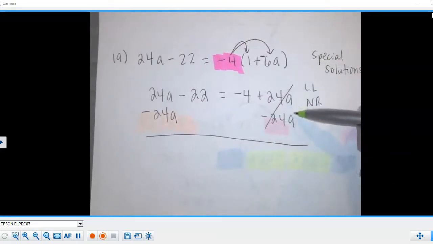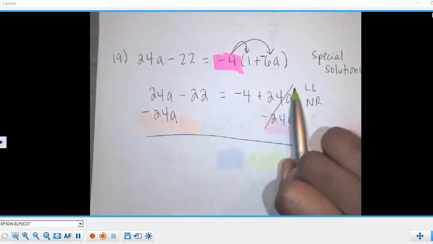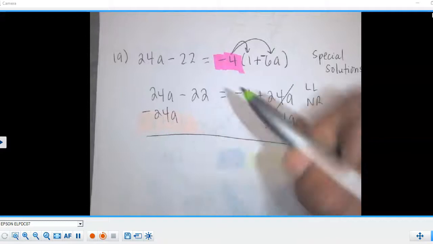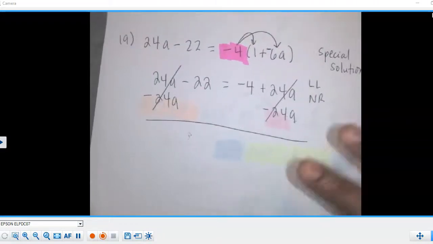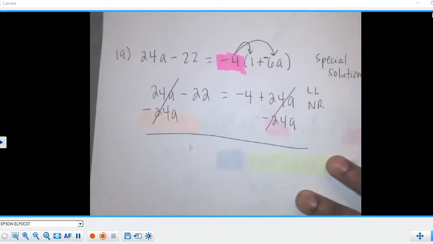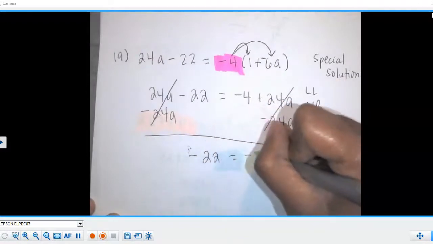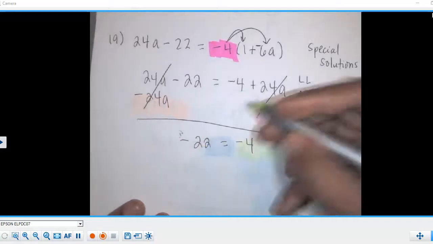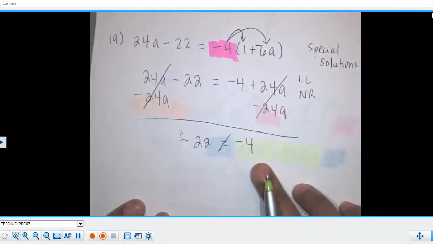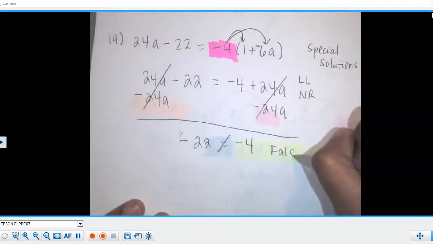This is because when I move that minus 24 over to this side, notice that this is going to cancel out for 0. But guess what happens here? Oh my gosh, it cancels out there, right? So there's no more a. Well, what we have is a negative 22 equals negative 4. And as you can see, negative 22 would never, ever equal negative 4. Those are not the same value. So this is a false statement.